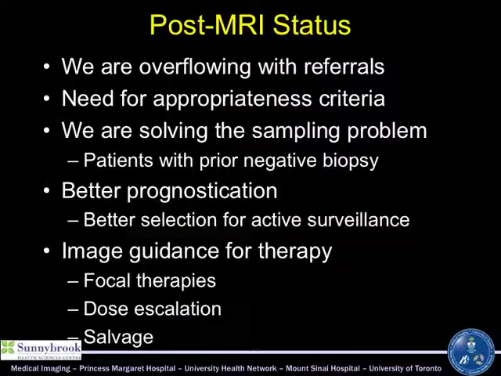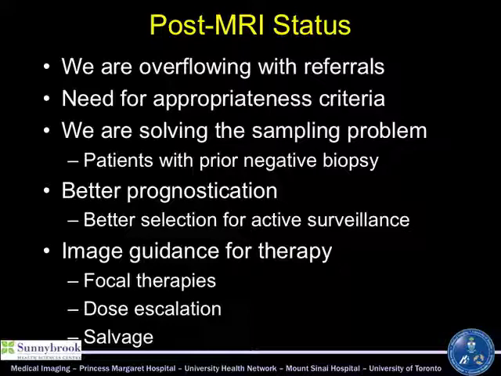So where are we now? Well, we're overflowing with referrals. We need appropriateness criteria. I think we really have convinced the urologists. When I moved to Sunnybrook part-time to get a prostate program started there 3 years ago, I will tell you that the urologists were skeptical. The quote I got from Laurie is, "I've drunk the MR Kool-Aid." He said that last week. I don't know how much of a believer he is, but at least he's on the step there.